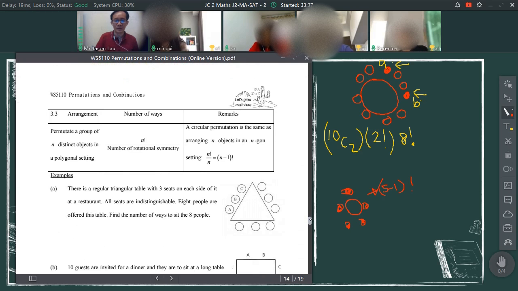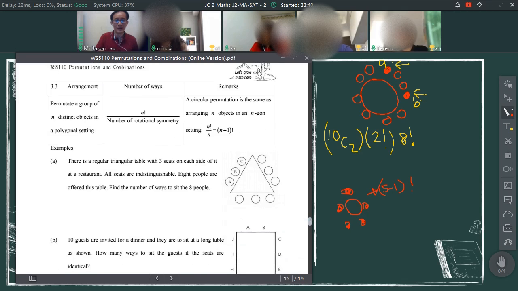So let's try out this part. I don't know whether you have seen this in your tutorials or school questions. This sort of question, whereby people are seated at a triangular or rectangular table. Have you all seen questions like this? Yeah. So when you sit n people in a polygonal setting, polygonal means a regular polygon, it will be n factorial divided by the number of rotational symmetries. This is just a guide.